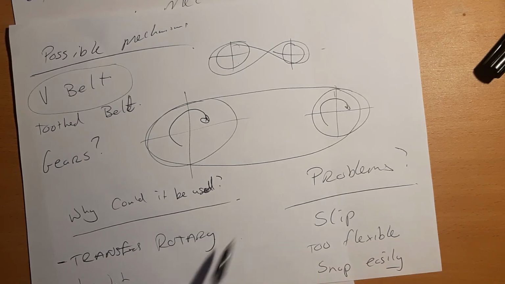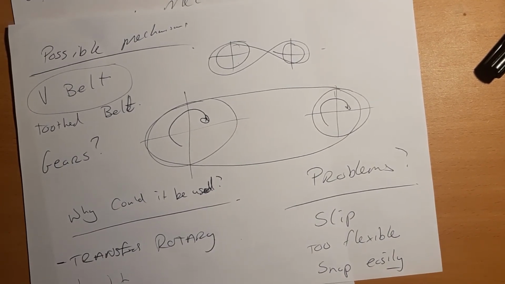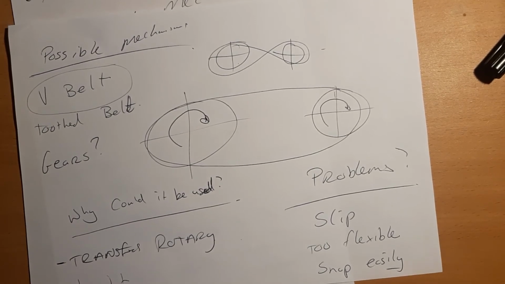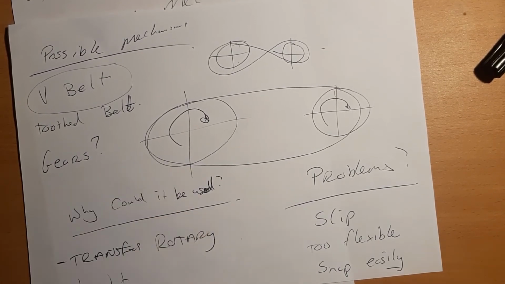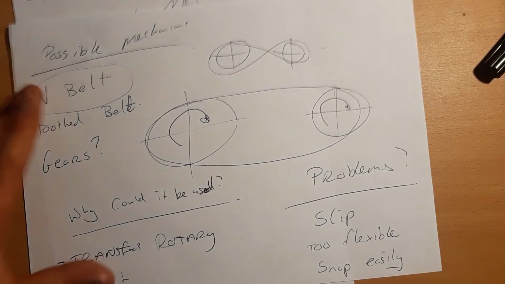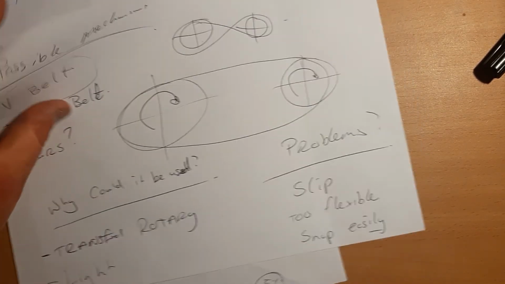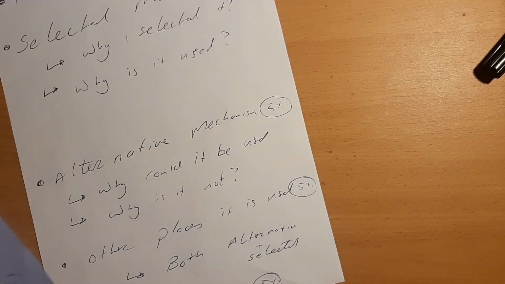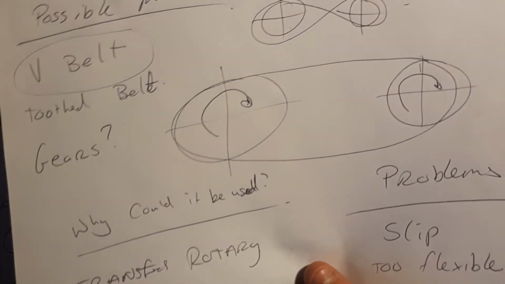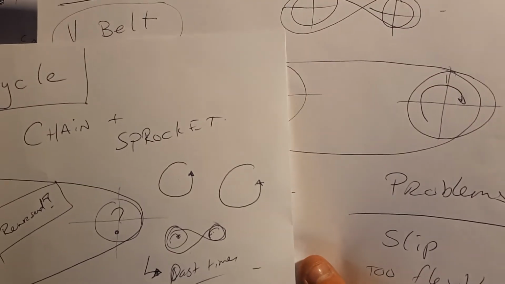So these belts have to be replaced every so often. With a chain, not so much. As long as you keep that oiled, you probably won't have to change it at all unless it comes under incredible stress. Okay, so that's it. So far, guys, that's my possible mechanism, one alternative. My possible mechanism is a V-belt. My selected mechanism was a chain and sprocket.